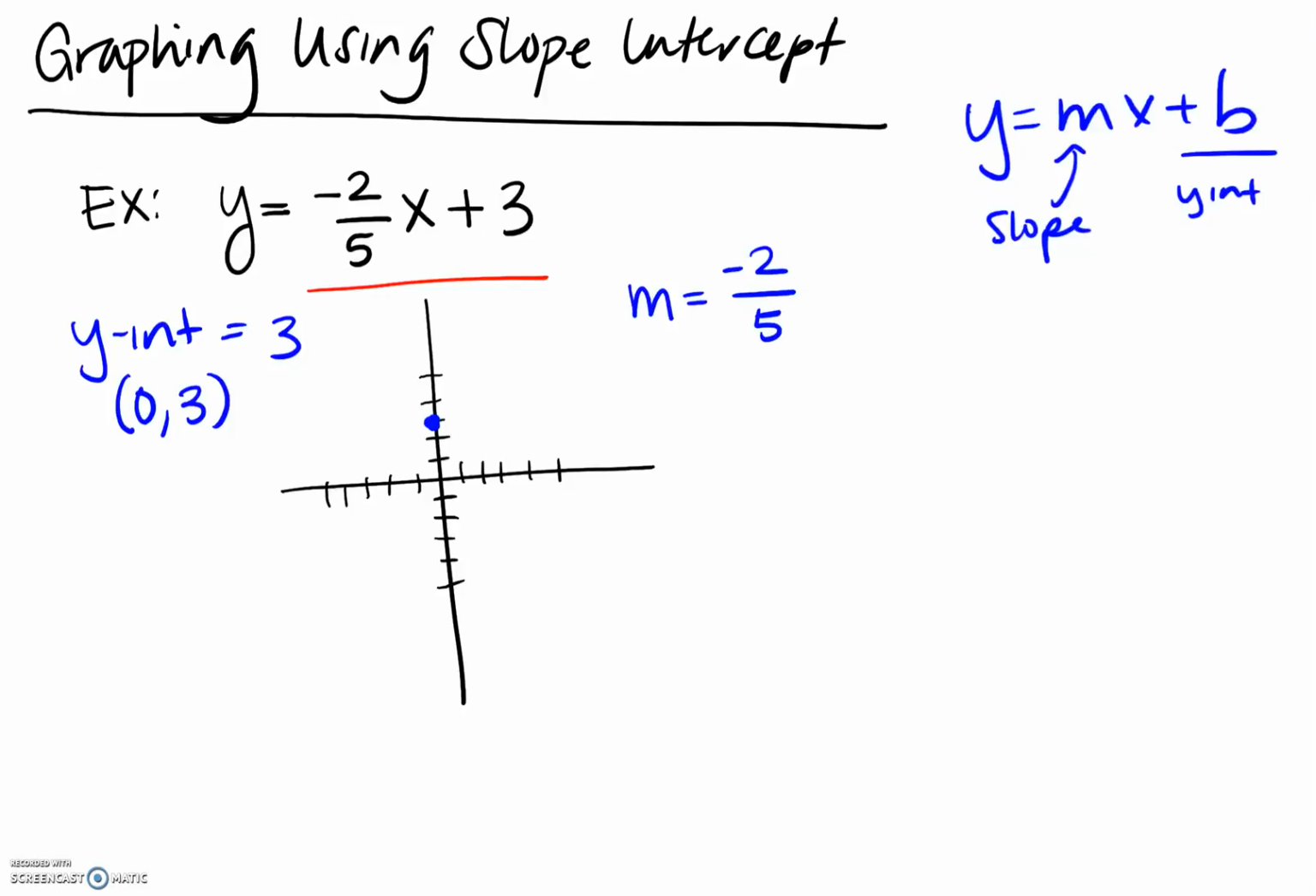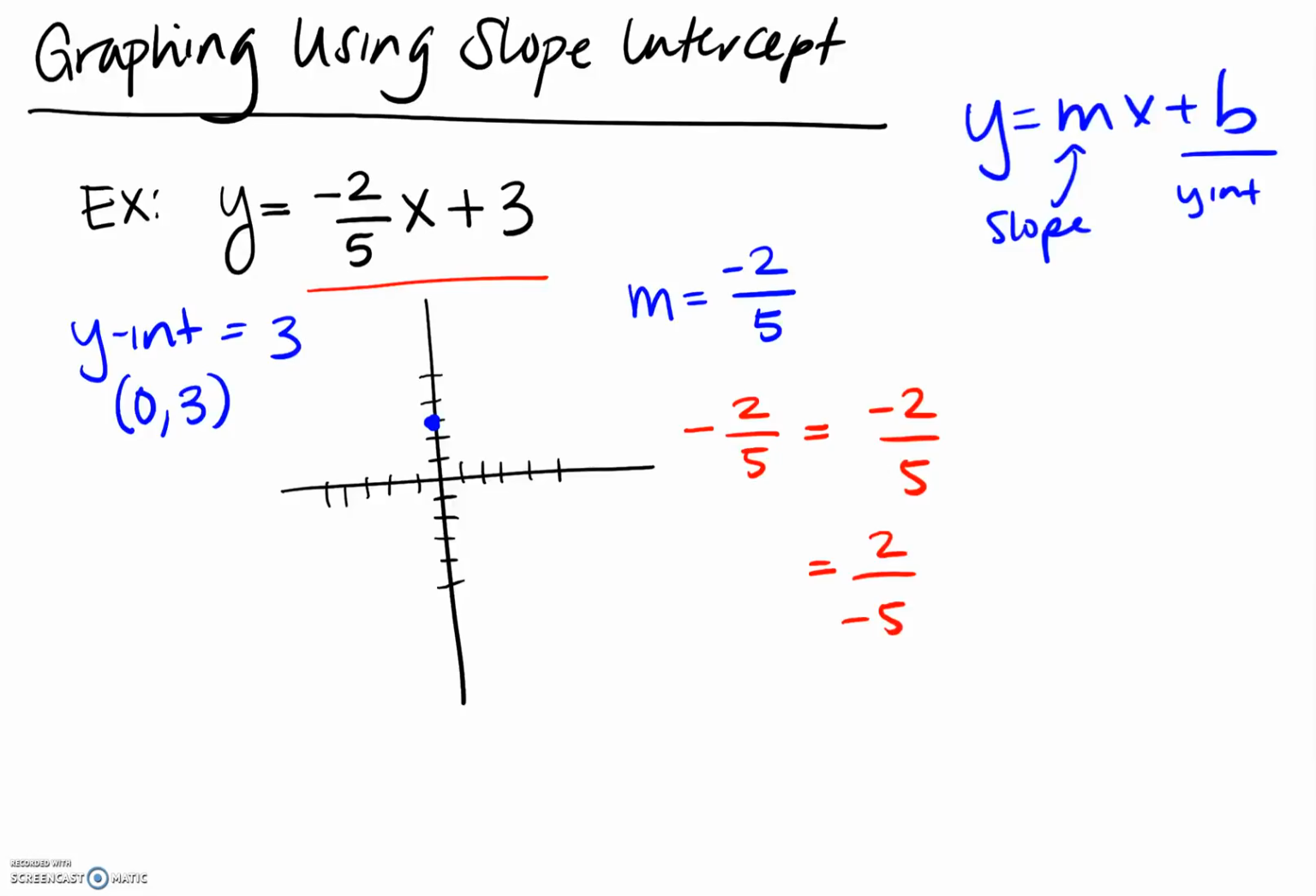So our slope, if we look at that, we have negative 2 over 5. The negative could be out in front, could be on the bottom. I wanted to show that really quick. So negative 2/5 is the same thing as negative 2 over 5. It's also the same thing as 2 over negative 5, so it's up to you.